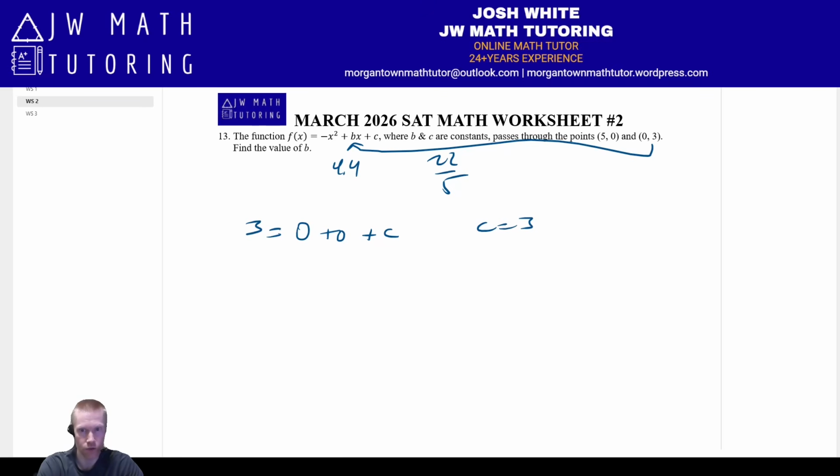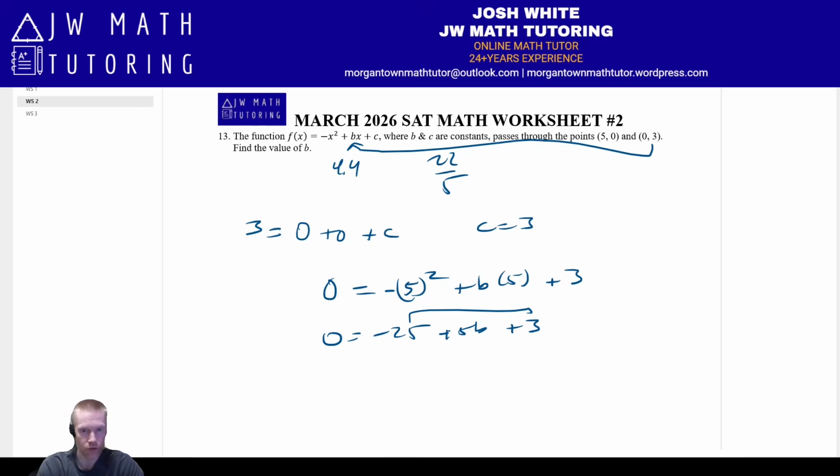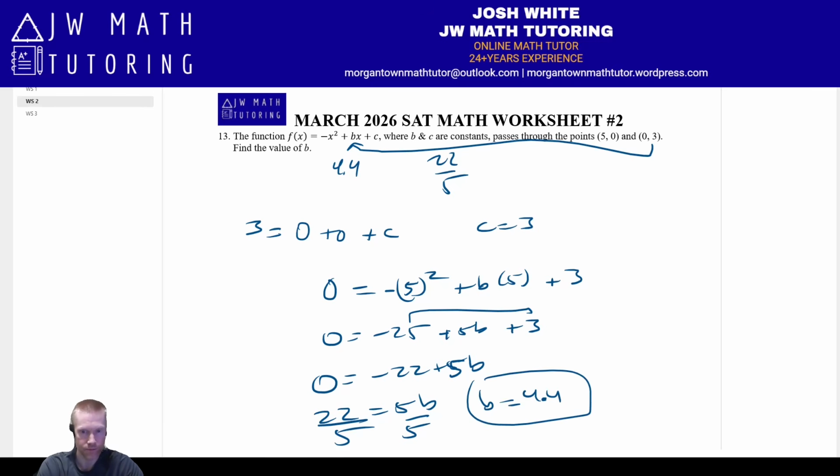And then you plug in the second point. So we get 0 equals negative 5 squared plus b times 5 plus 3. This is 5 squared, 25, and then the minus sign makes it negative, plus 5b plus 3. These two are negative 22 plus 5b. And then add this. 22 equals 5b, divide by 5. b equals 22 over 5, or 4.4. So that's it.